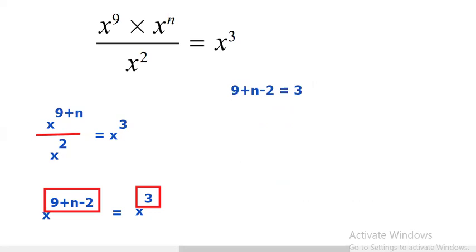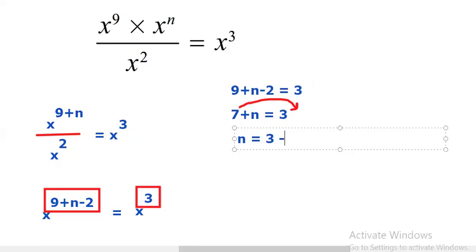So we have 9 minus 2 equals what? Equals 7. Very good. Plus n equals 3. Now I'm going to rearrange this by taking the 7 to the other side, like this. And because it was positive, I'm going to make it on the other side as negative. So n will equal 3 minus 7. And then at the end, n will equal what? N will equal negative 4.